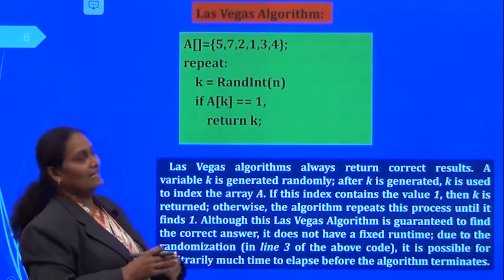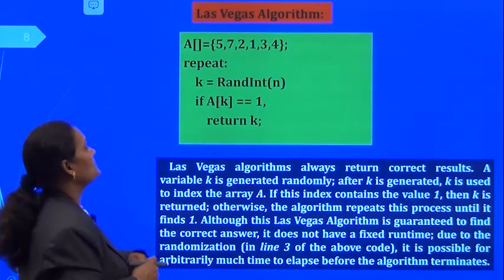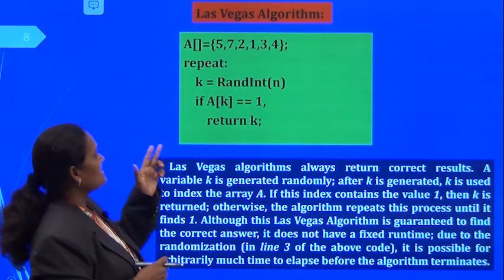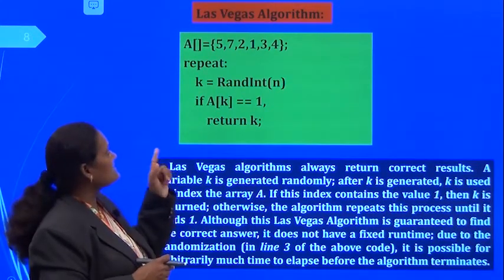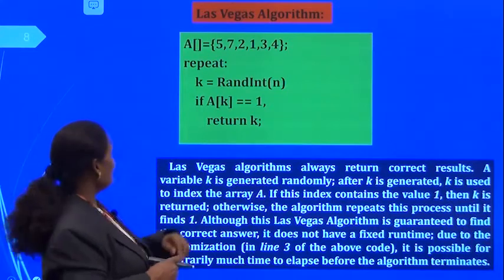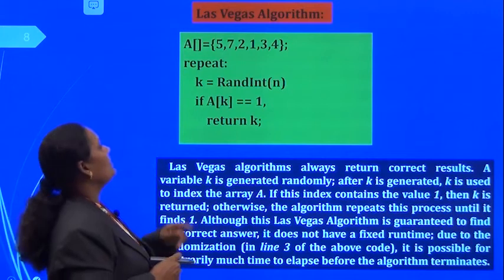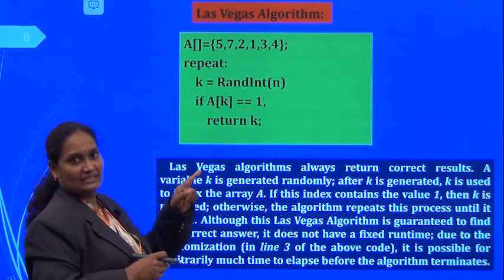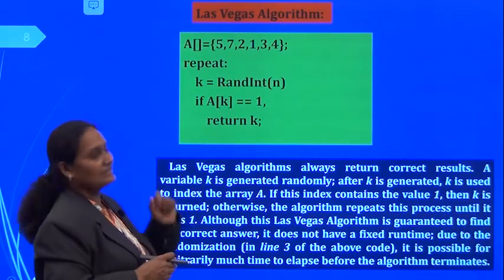Here I have given an algorithm, a Las Vegas algorithm, a randomized algorithm. See the algorithm steps first. A is equal to 5, 7, 2, 1, 3, 4. Here A is an array which contains 6 elements. Here I am going to repeat some steps. The steps that I am repeating are: k is equal to randint of n. If A of k is equal to 1, then return k.